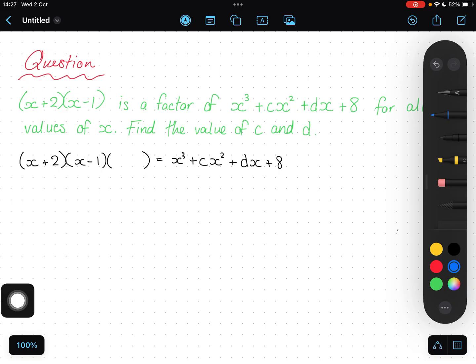Okay, now the first terms, those x terms are going to multiply together to give me an x squared. I'm going to want that to multiply by something else in this bracket to get me to that x cubed. So I know that that bracket has to have an x in there so that I can do x by x by x to get that x cubed.